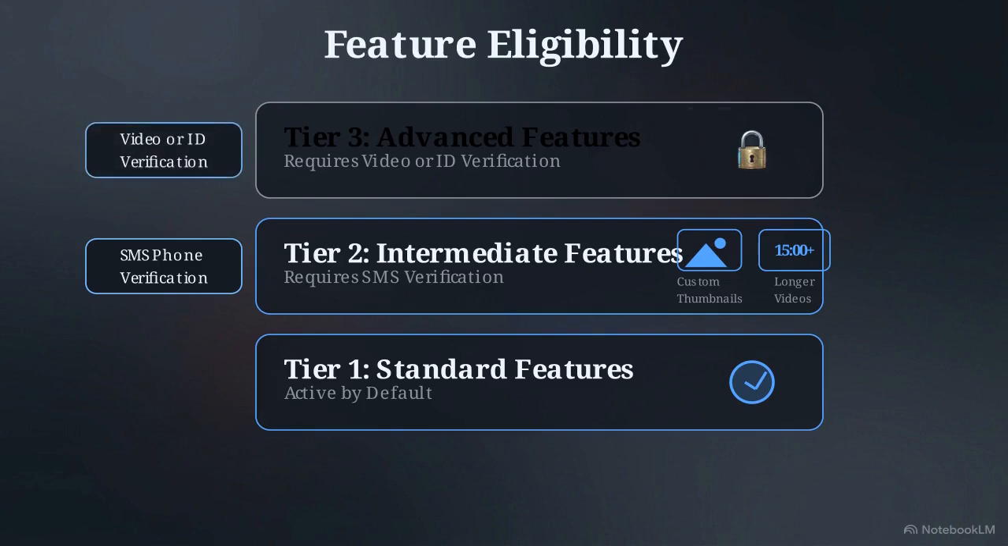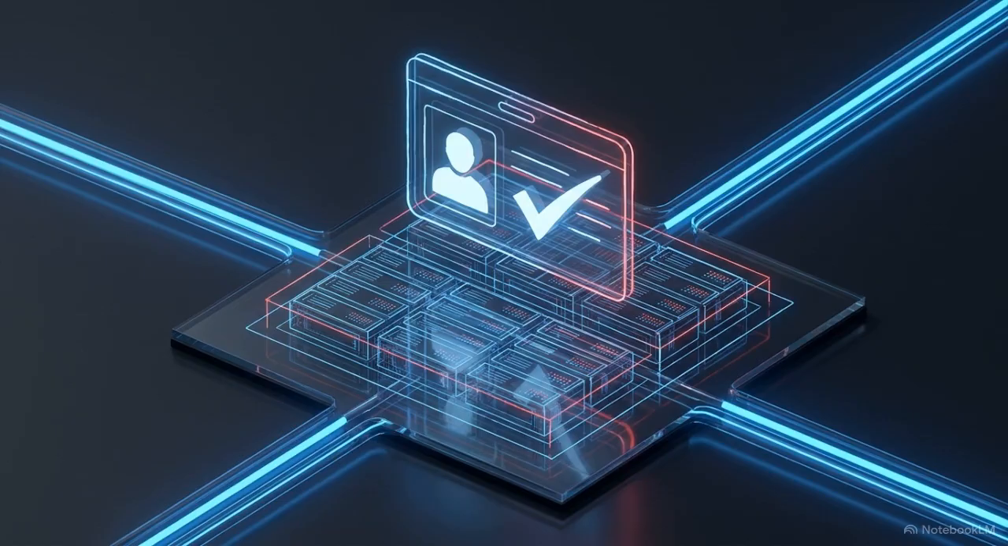By completing a brief video verification or providing a government ID, you gain the ability to use external links in your descriptions and increase your daily upload volume. Moving through these verification gates confirms your human identity and prepares the channel for high-volume distribution.